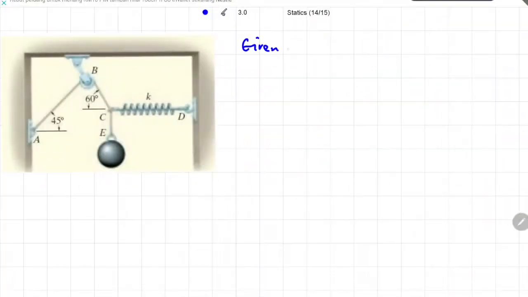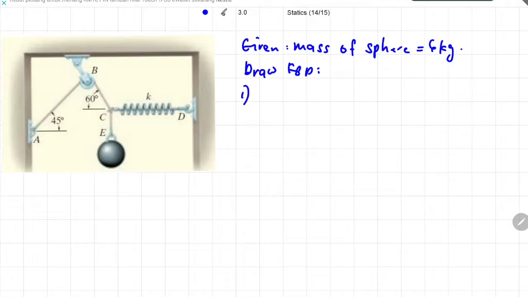Okay, now let us first jot down all the important information given in the question. It is already given that the mass of the sphere is 6 kg and you are requested to draw the free body diagram of 3 items, which is the sphere, the chord CE, and also the knot C. So only 3 items they ask for, you don't have to consider the spring, the pulley, or the hook, no need to look at them. Just these 3 items you do the analysis.